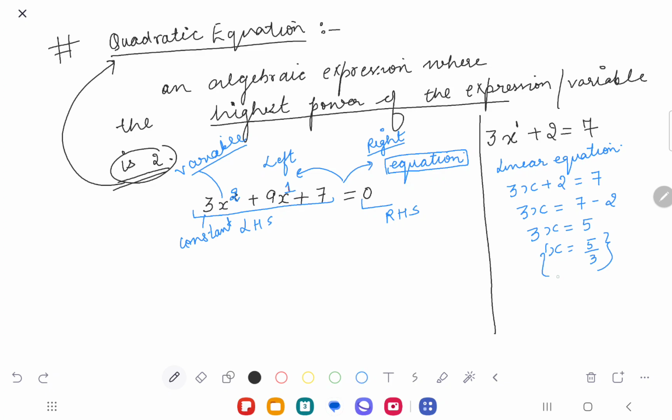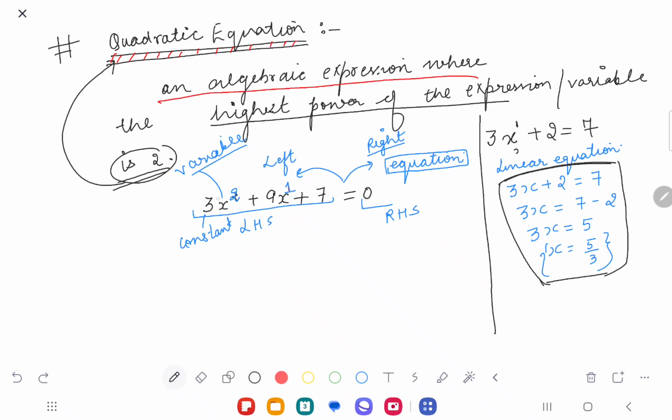My point is, up till now you have learned to solve linear equations, but you need to learn to solve quadratic equations. And what is a quadratic equation? Where the highest power of x is 2. Understood or not?